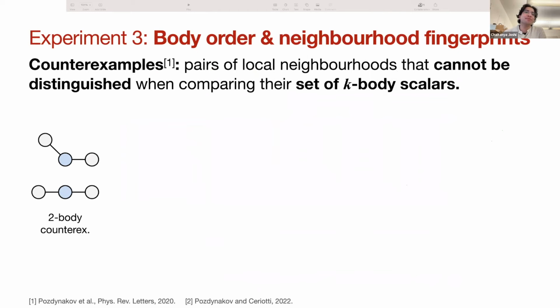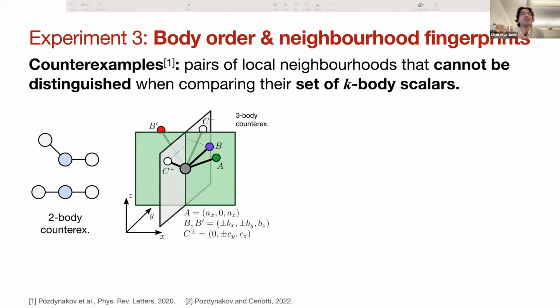The third experiment is based on body order and neighborhood fingerprints, and is based on the work of Sergei Pozdnyakov at EPFL. There are local neighborhoods that cannot be distinguished when comparing their set of k-body scalars. For example, for these two local neighborhoods centered at the blue node, all the pairwise distances, all the two-body features, are the same, and you need three-body features to distinguish them. Pozdnyakov's work is based on coming up with higher body order counterexamples.